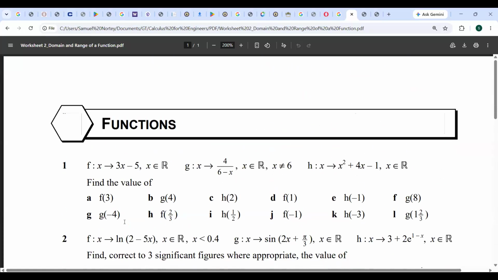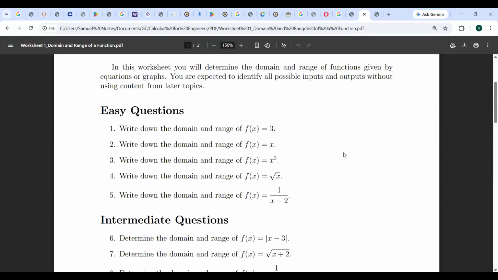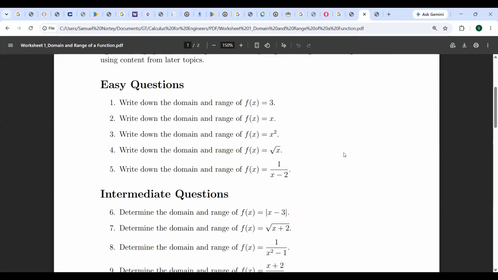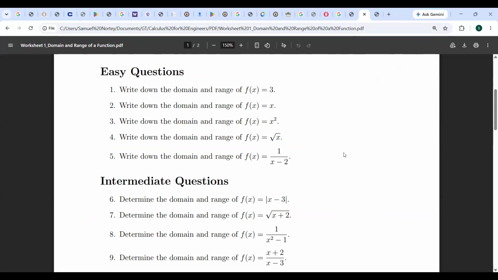The second one is also based on domain and range. So write down the domain of f of x equal to 3. That is y is equal to 3. Obviously, this is a constant function. And f of x equal to x would be a linear equation. f of x equal to x squared would be quadratic.